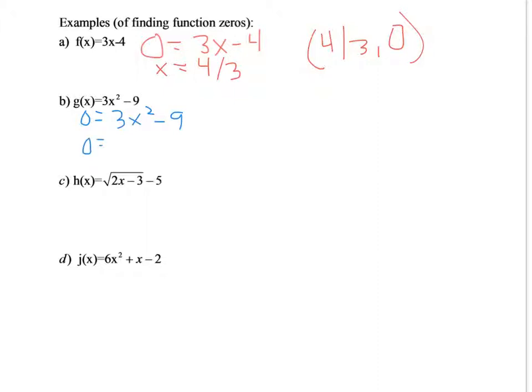Divide 0 by 3, I get 0. Divide 3x squared by 3, I get x squared. Divide 9 by 3, I get 3. So I get x squared minus 3 equals 0. Is that going to factor? This doesn't have an x. If it also had an x, I'd need to do some factoring, potentially. This one, I'm just going to shift the 3 over, and I get x squared equals 3.